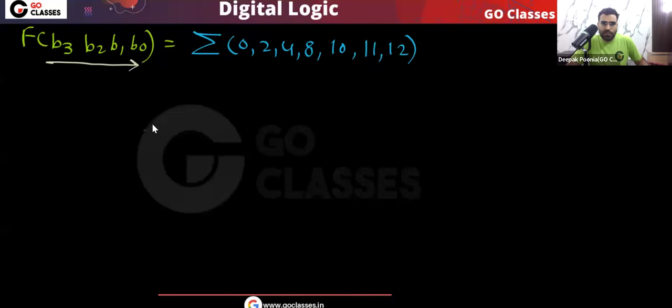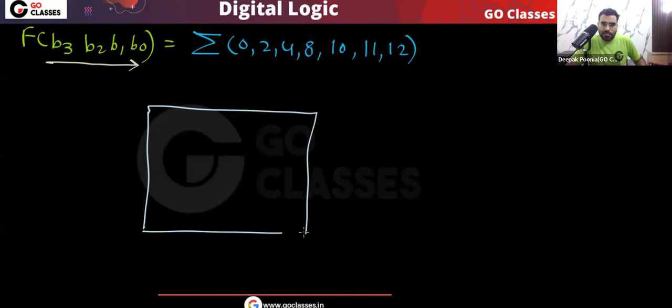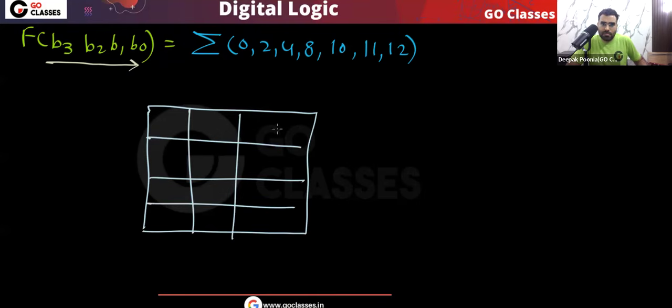Now let's make the 4 variable K-map. This is our 4 variable K-map. Now in this K-map, let me put the most significant 2 variables on the column. This b3, b2, let me put on the columns, and let me put the least significant 2 variables on the row. So very simple. Here you can see 0, 0, 0, 1, 1, 1, 1, 0. Here also 0, 0, 0, 1, 1, 1, 1, 0.